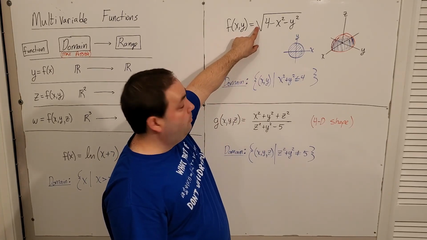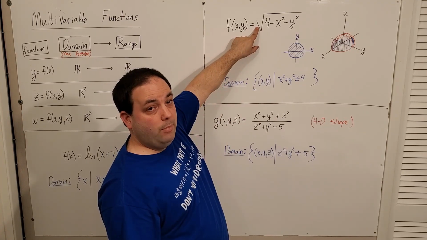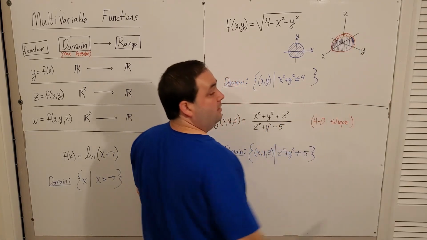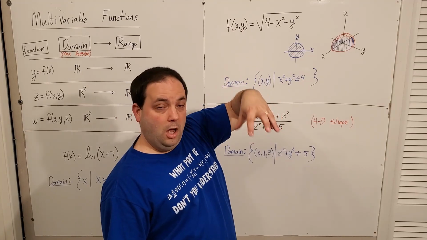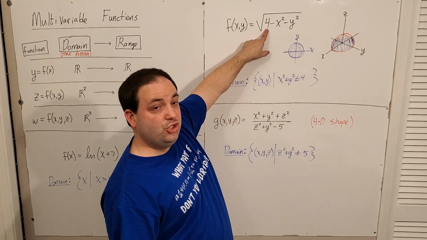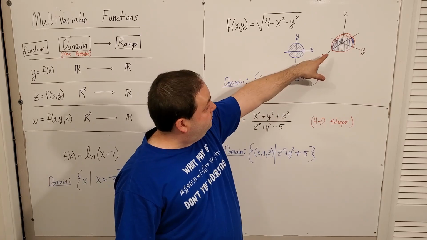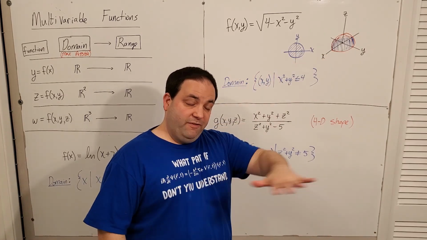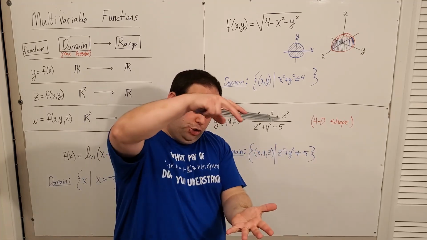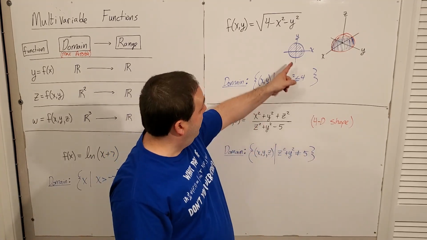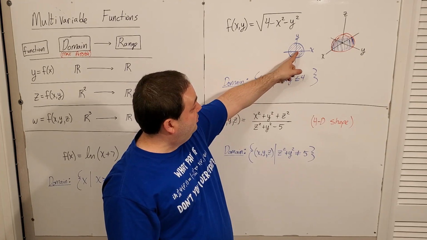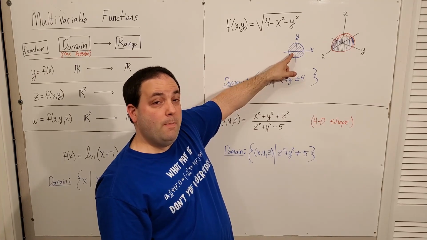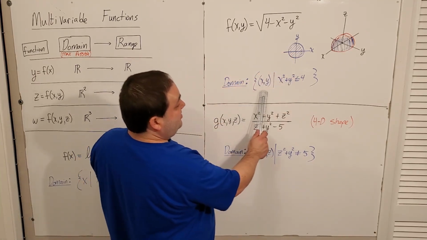However, it's the positive square root here only, not both, which means I'm only getting the top half, right? The top hemisphere of the sphere with radius 2 centered at the origin. Okay? My domain is the flat image, the shadow underneath that surface, right? This circle centered at the origin with a radius of 2. This is my domain. My domain is the set of points.